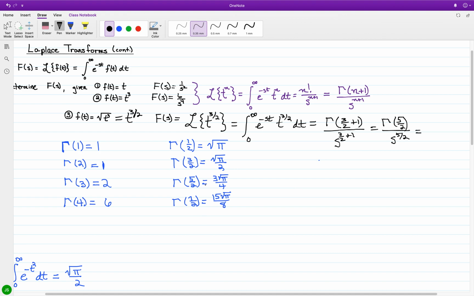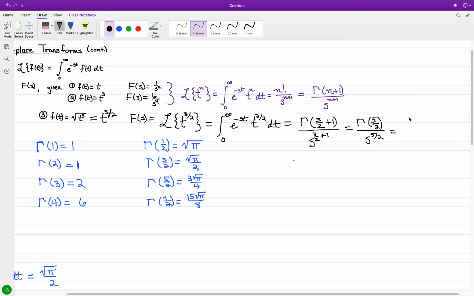For the gamma of 5/2, I have 3 times the square root of pi all over 4. And so just putting it together, the final answer, I have 3 times the square root of pi all over 4 times s to the 5/2. And that will be the result.